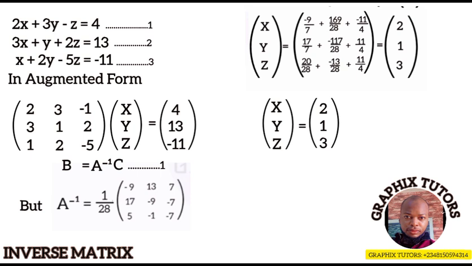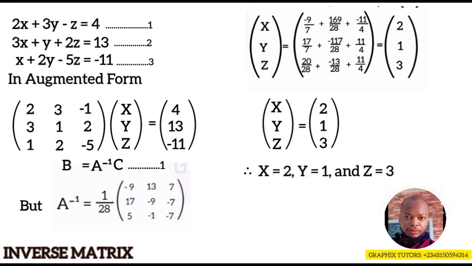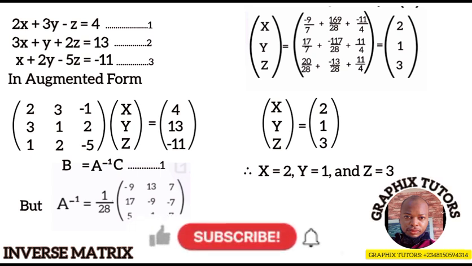So if you want to check if your answer is correct, you can just come here and put in your values of x, y, and z. If I put this in my equation 1, with the values of x, y, and z, I'll have 2 times 2, which is 4, plus 3 times 1, which is 3, minus 3, and all will give us 4. You can see that it is correct.